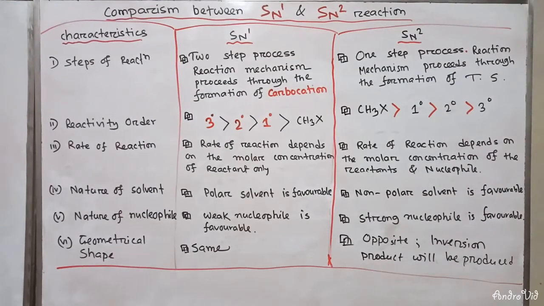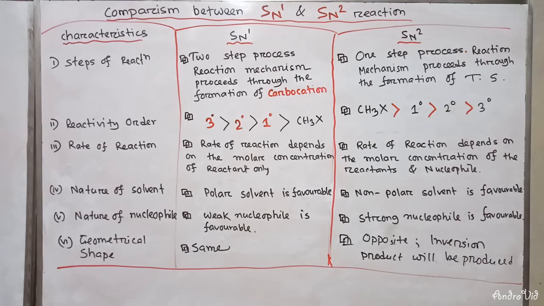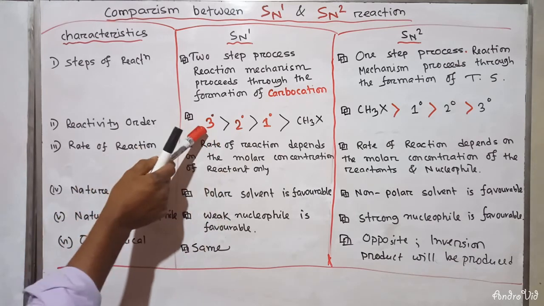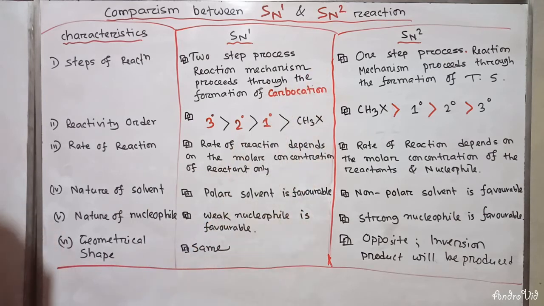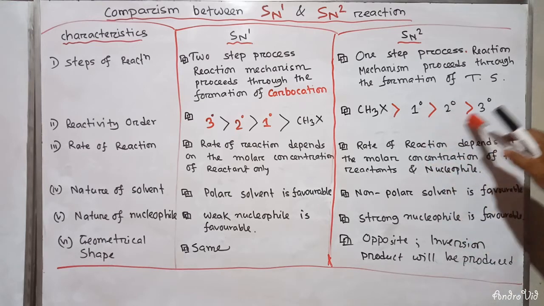So dear student, now comparison between SN1 and SN2 reaction. Based on the characteristics, first the steps of reaction. You know SN1 reaction is a two-step process. The reaction mechanism proceeds through the formation of carbocation. I have already discussed this during SN1 reaction. And SN2 reaction is basically a one-step process. The reaction mechanism proceeds through the formation of TS, TS means transition state. Now the reactivity order. The reactivity order of SN1 reaction is first 3 degree alkyl halide, then 2 degree, then 1 degree alkyl halide, and finally methyl halide. In case of SN2 reaction, the reactivity order is firstly methyl halide is more favorable, then 1 degree, then 2 degree, and then 3 degree.